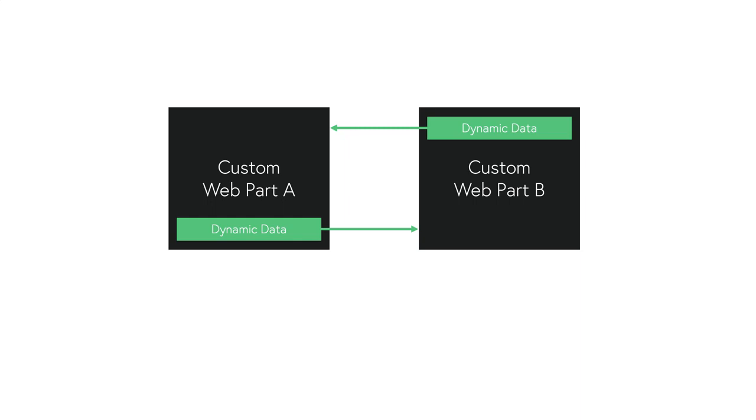This can work both ways, but it all works off of this idea of having a publisher, or a source of that dynamic data, and then other web parts and things on the page that can consume that data. So they basically say, hey, when your dynamic data property changes, I want to be notified, and then I can do something with it inside of my web part. So let's take a look at what this looks like whenever you're working in your SharePoint Framework web parts.